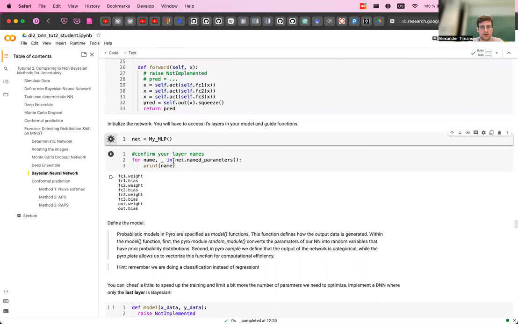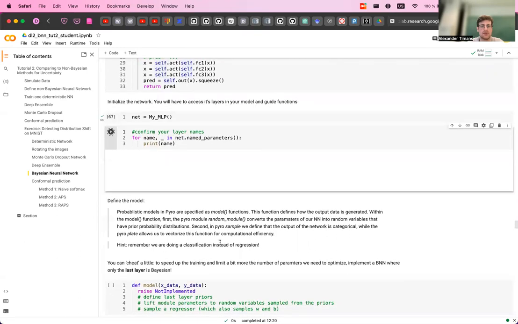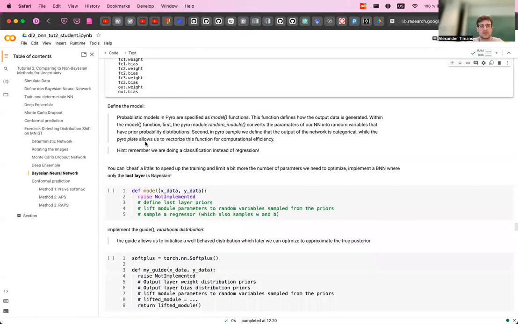Nothing special here. We can just double check on the names, right? So that seems fine. And now it's like the whole probabilistic definition.